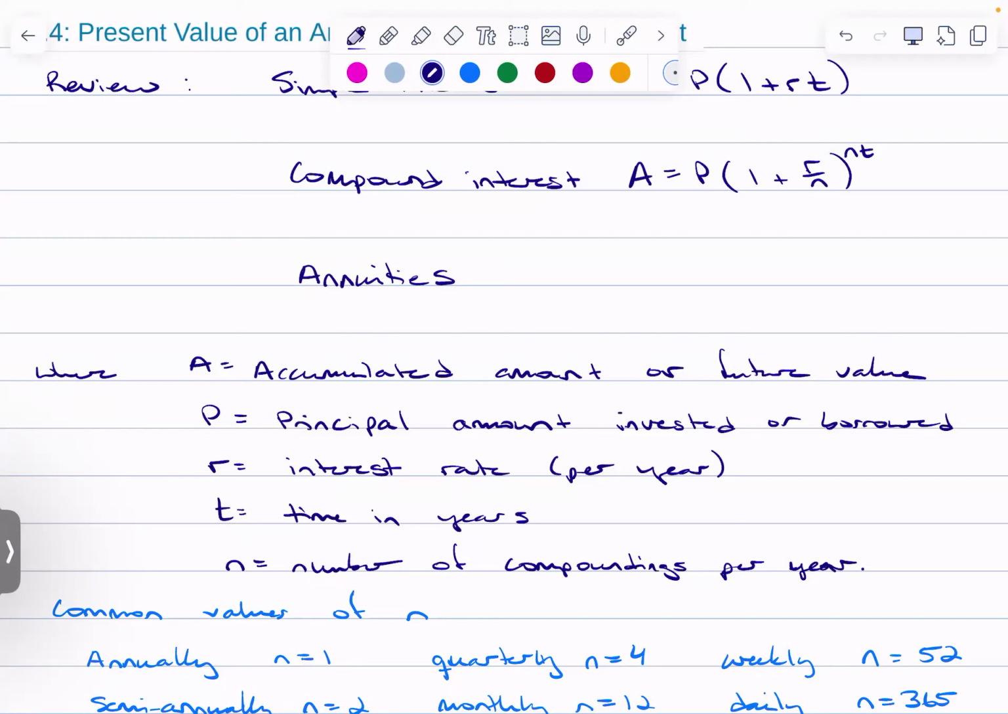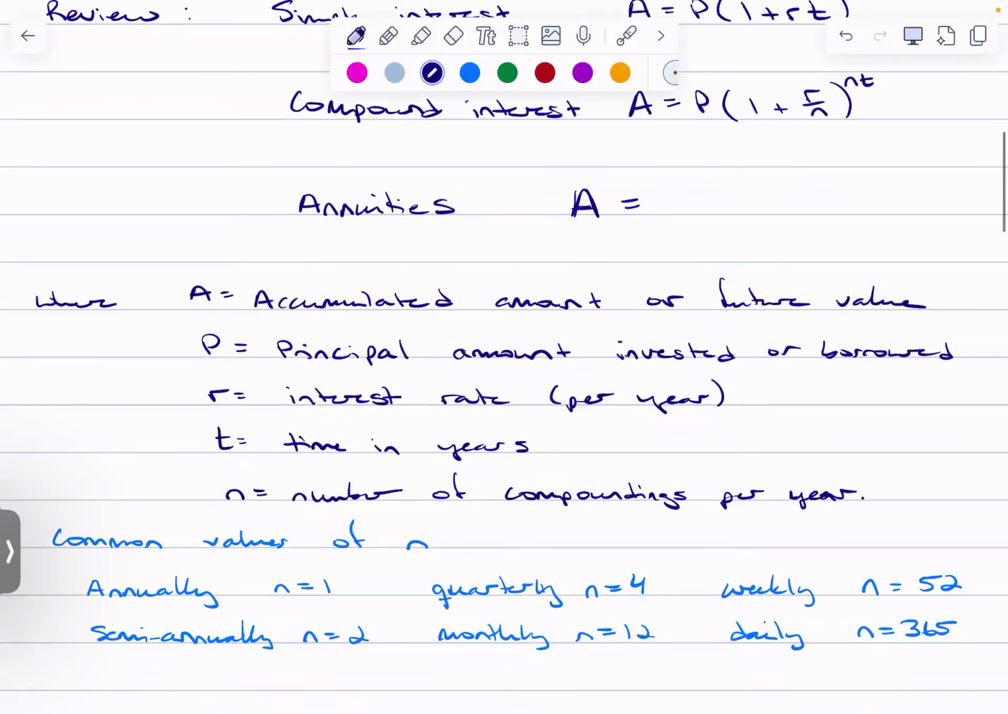If we have an annuity, then the accumulated amount we found by what formula? M times something, something, something. Wow, jot that down. This one I don't have memorized yet. M, bracket 1 plus r over n to the nt minus 1 end bracket divided by r over n.